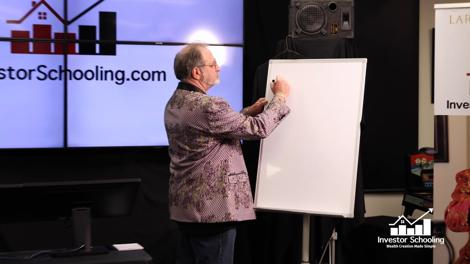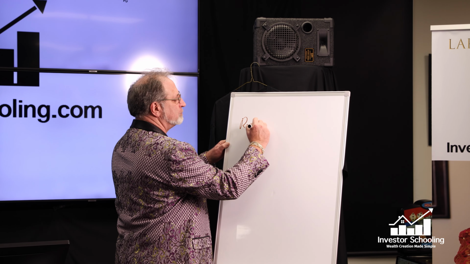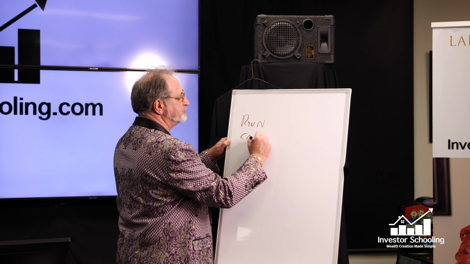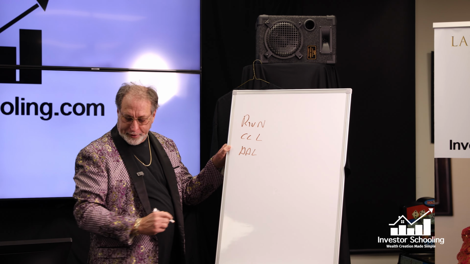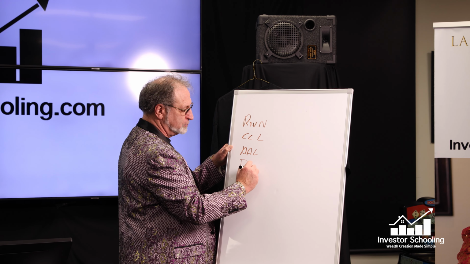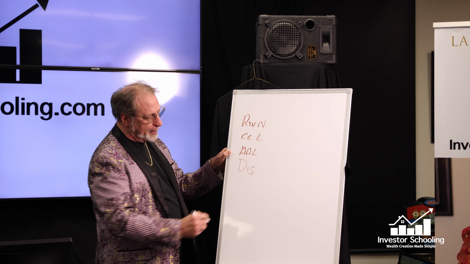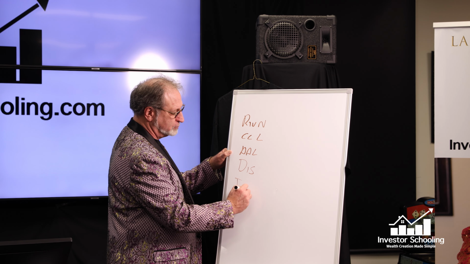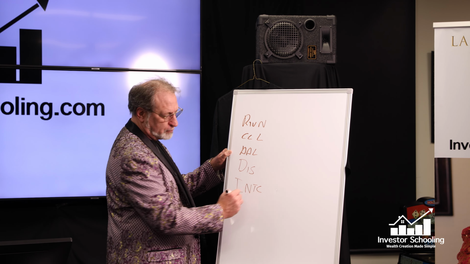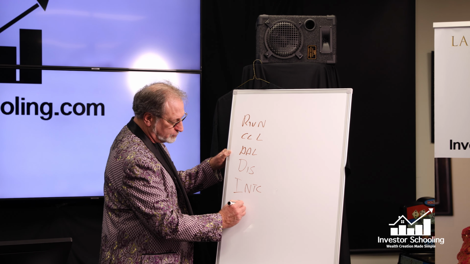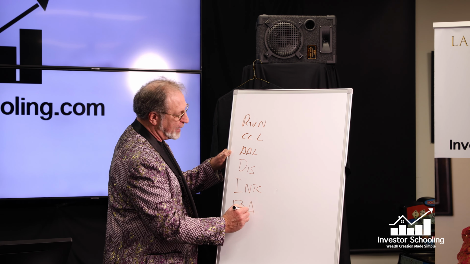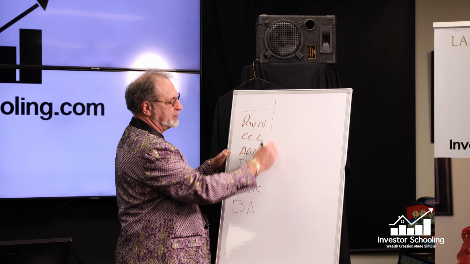They're Rivian, CCL, AAL, Disney, Intel, and of course, BA. So these are the stocks I've been playing for a while, right? These are the stocks, these are symbols.